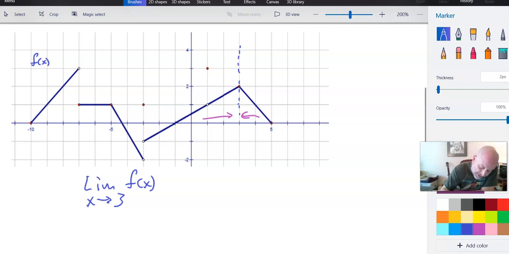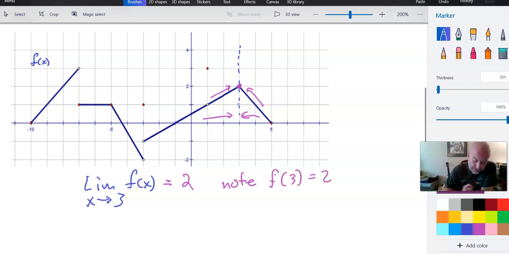Well, you can look at it. Where is it heading? And it's heading to the same place from both sides, isn't it? Right? It's settling on a function value of 2. And so as x approaches 3, f of x approaches 2. And so the limit of f of x as x approaches 3 is equal to 2. Notice that happens to be exactly what f of 3 is. Note, f of 3 is equal to 2.